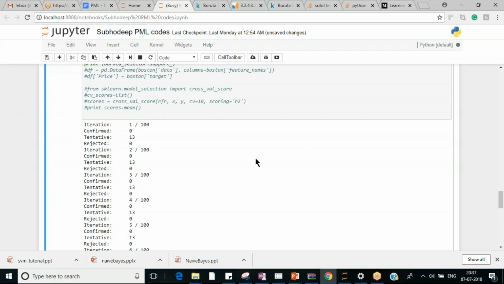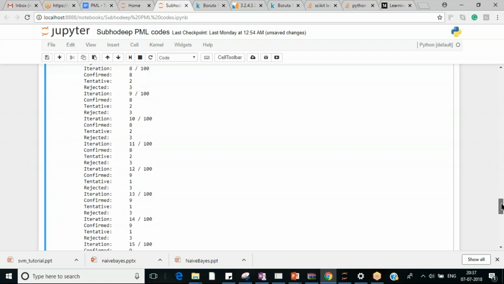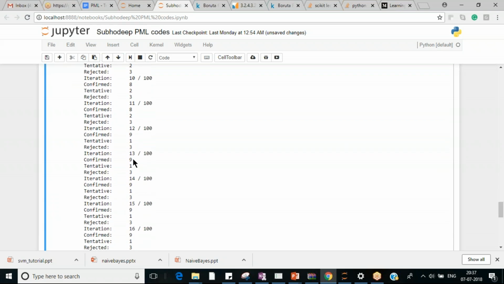In the first iteration, it has confirmed that there are 0 important variables out of 13. It has kept all 13 as tentative, it has not rejected them. In the first iteration it could not decide, in the second iteration it could not decide. Like this, if you proceed slowly, you see it has started confirming. In the 13th iteration, it has confirmed that nine features are important. One is tentative and three it has rejected already.